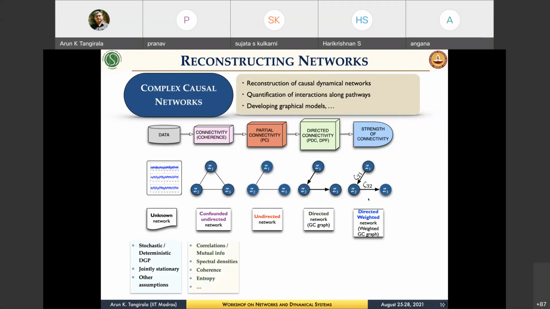And I'm just listing here different methods for reconstructing each of these networks. But before you begin, you should pay attention to this first banner here, which is asking you to think of the data generating process. Is it deterministic? Is it stochastic? If it is stochastic, is it jointly stationary? Are the methods or the statistics that you're assuming, do they exist? If it is deterministic, is it linear, non-linear, even stochastic, you have to worry. So many things you have to assume upfront before you proceed with any of these methods that I have listed here.